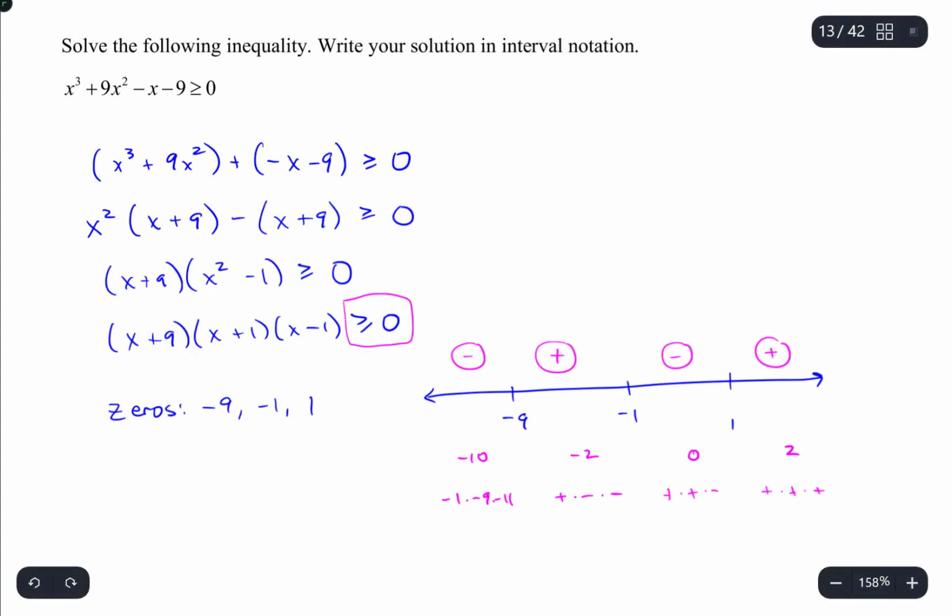Now, I want to know where this thing is greater than or equal to 0, so I'm looking for intervals that are positive. Because it's greater than or equal to, I would include any of the boundary points. So I can go ahead and put solid circles on those. And the ones that are greater than or equal to 0 are this interval right here and this one right here. So the solution is going to be the inclusive interval from negative 9 to negative 1, then union to join 2 sets together, 1 to positive infinity.